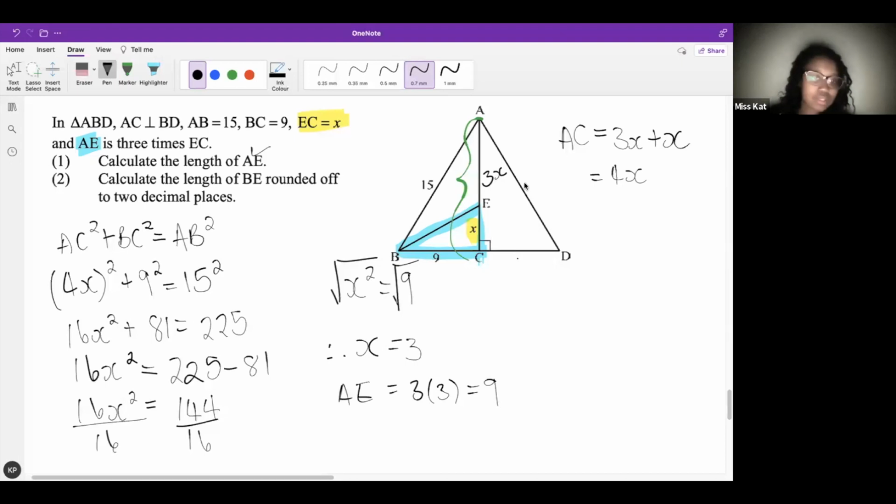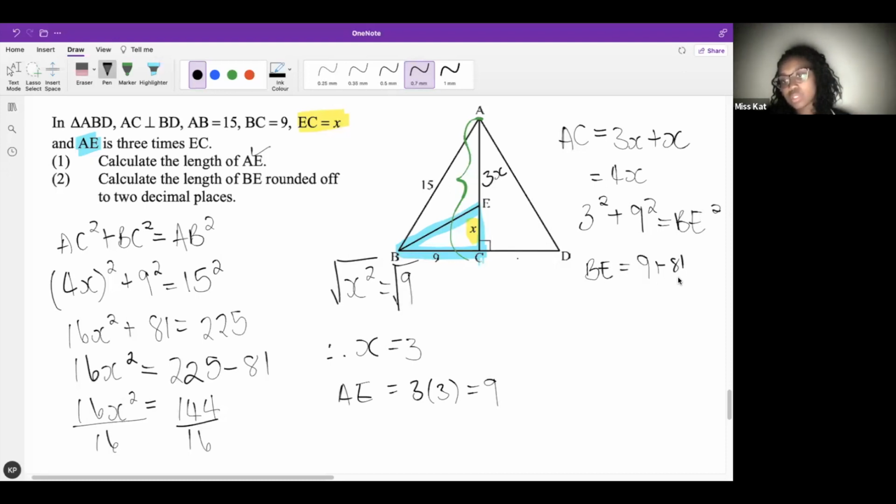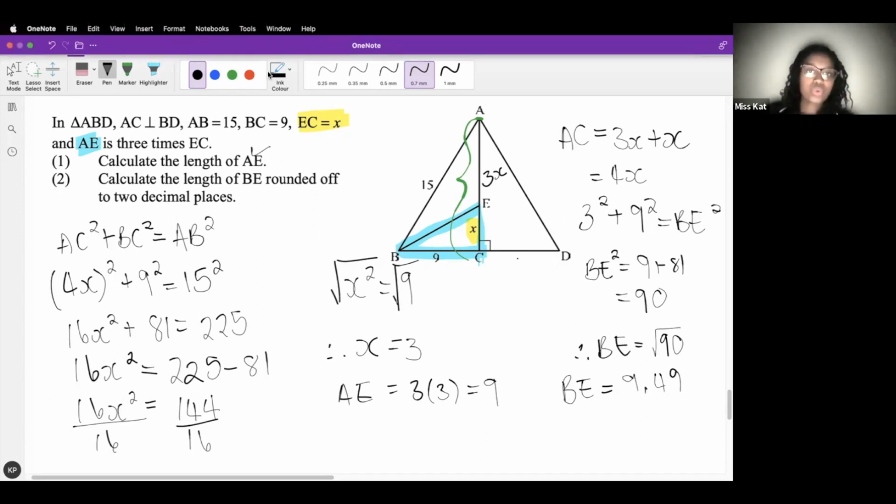Yo, it feels like we are tired. There we go. Pythagoras. So 3 squared plus 9 squared will be BE squared. So then BE squared will be 9 plus 81, which is 90. Therefore, BE is the square root of 90. And please find that for me to 2 decimal places on your calculator. So it's 9.49. Woo! What a sum.